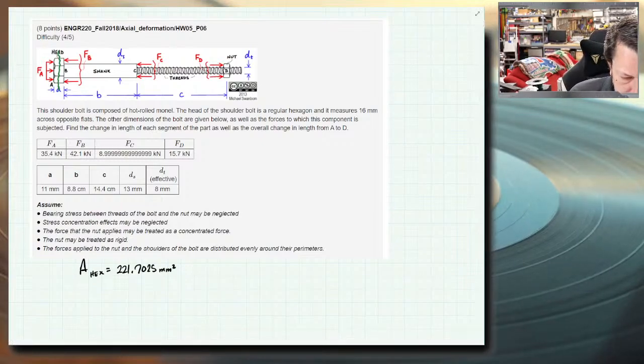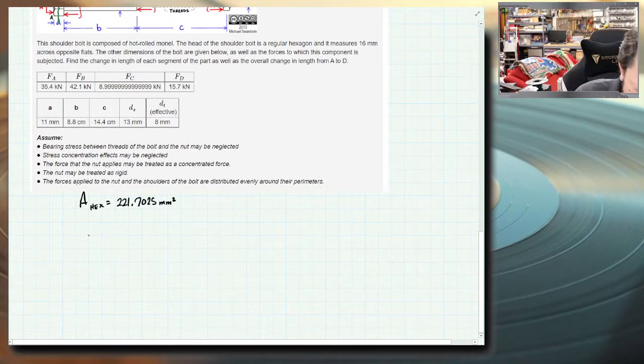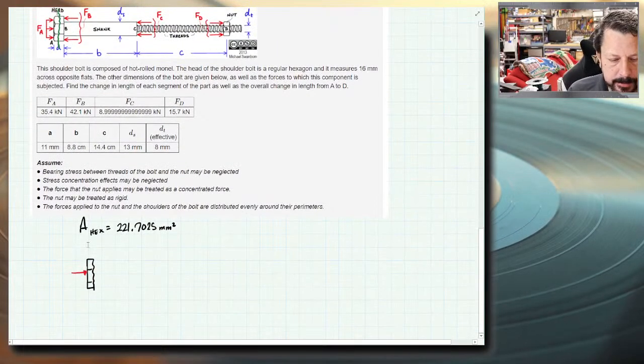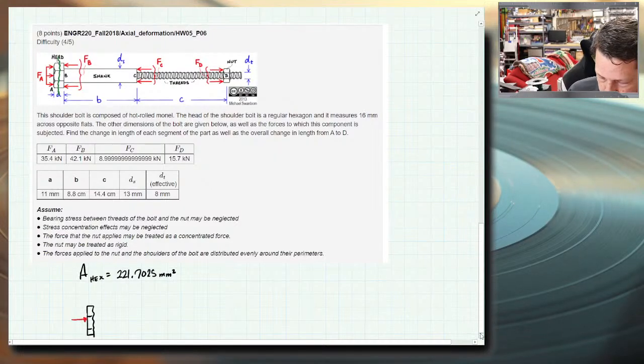So if I draw this little cross section or this free body diagram of the head, I cut it open and it's got force FA applied to it. I'm just going to draw FA as a single arrow, even though they drew it spread out. They're just trying to say that it's not concentrated at a single point. And FA is 35.4 kilonewtons.